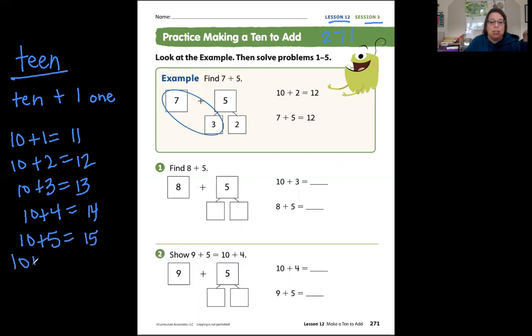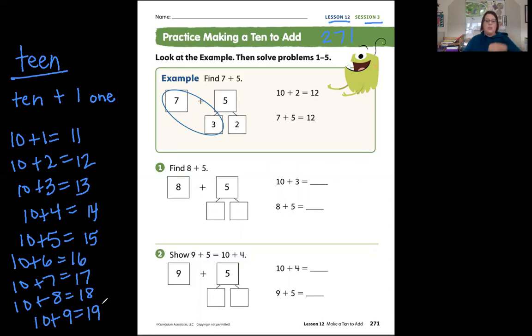15. 10 plus 6 equals 16. 10 plus 7 equals 17. 10 plus 8 equals 18. 10 plus 9 equals 19. So there we have it. Those are our teen numbers. So making teens, so important to understand and be able to add quickly like that.